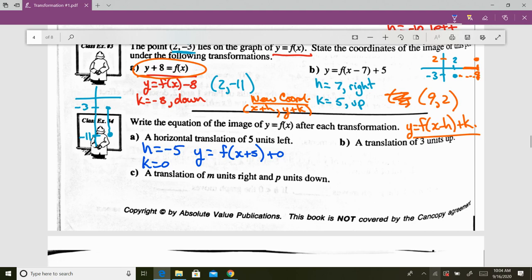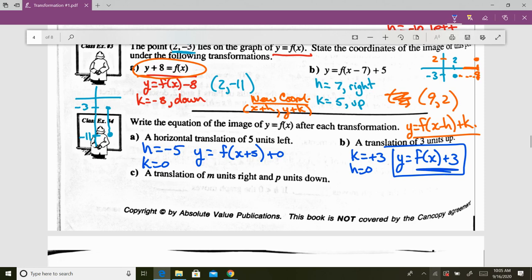Translation of 3 units up. H or K? K. And K is positive, right? Because we went up. What's H if we don't do any horizontal stuff? 0. You don't have to write that in the question. I'm just doing it for teaching purposes. So the formula is f of x. You could write -0 if you wanted, but I'm not going to. Just put f of x plus your k value, which is 3. So this means you've gone 3 units up.